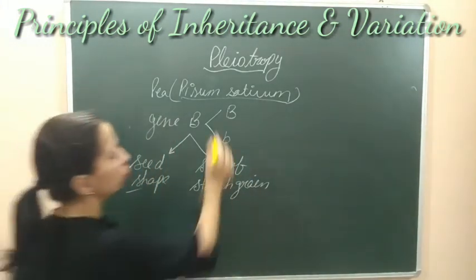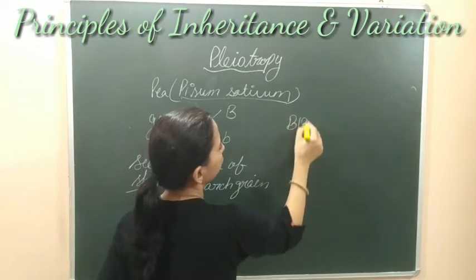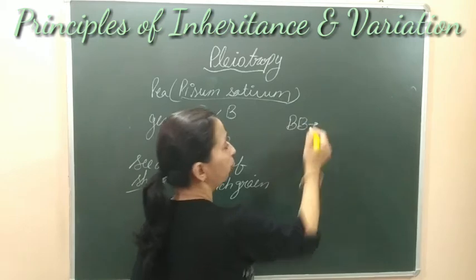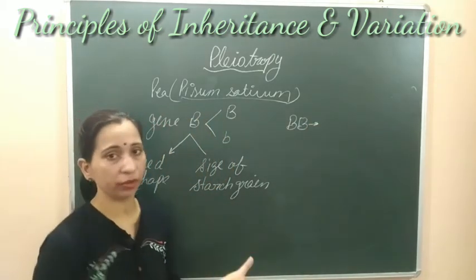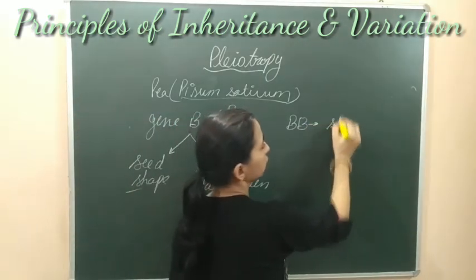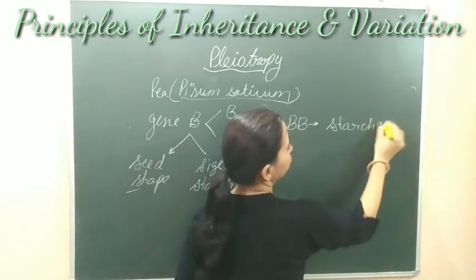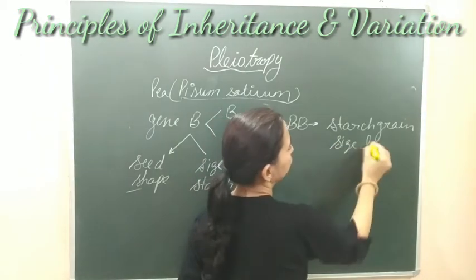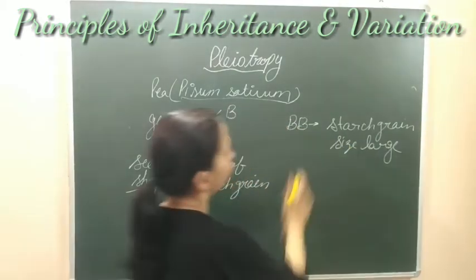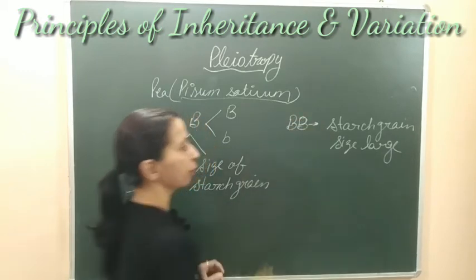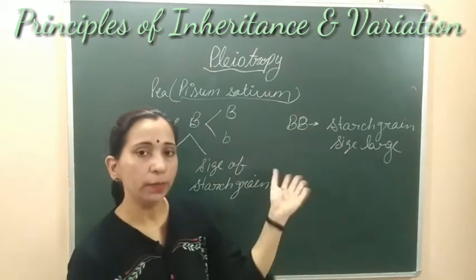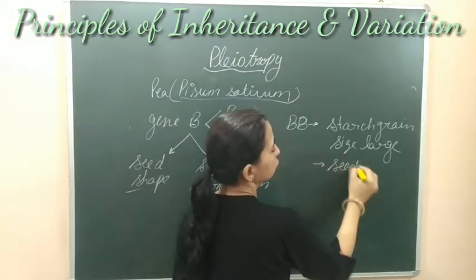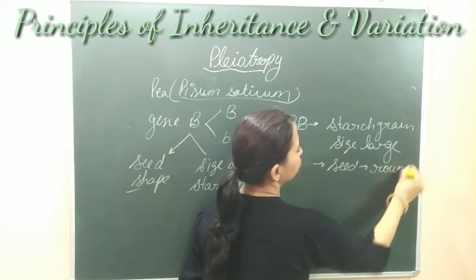When the normal BB gene condition arises in the pea plant, the plant will form large starch grains. The starch grain size will be large when the normal or dominant condition of BB is present. Starch grain size will be large, and at maturity, when it forms the seed, the shape of the seed will be round. So it will form round seed.